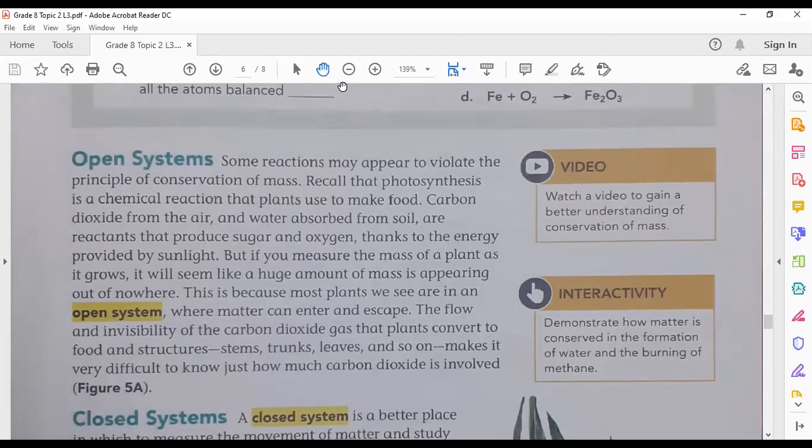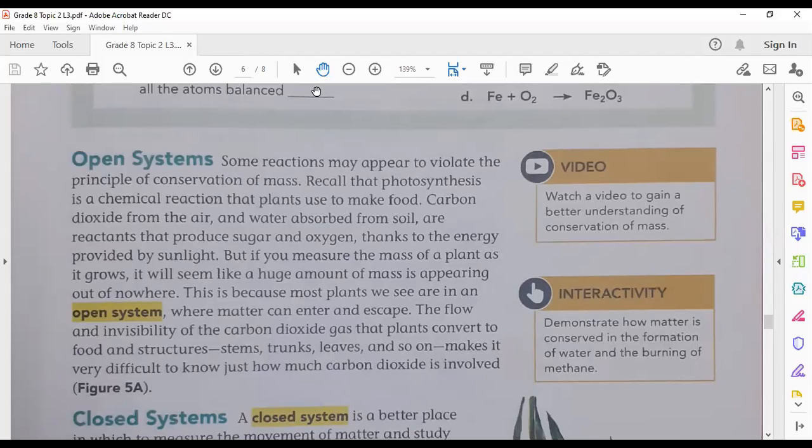So some reactions may appear to violate the principle of conservation of mass. What is the meaning of violate? Can you tell me the meaning of the sentence? Violate means to break. In some reactions, if you look at them, you think that the law of conservation of mass is wrong.